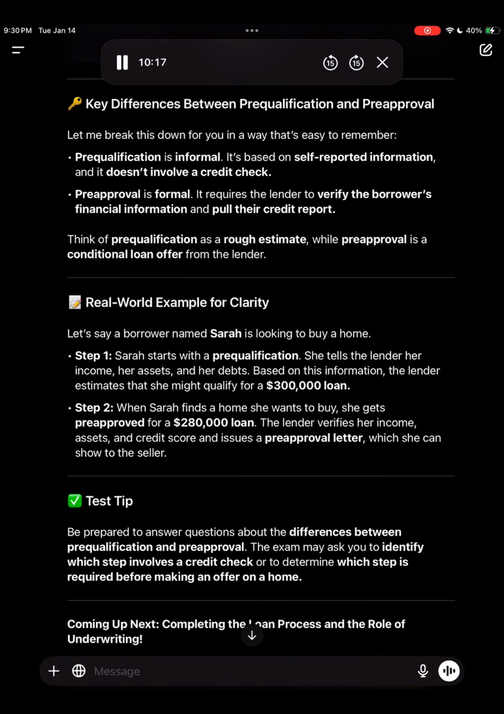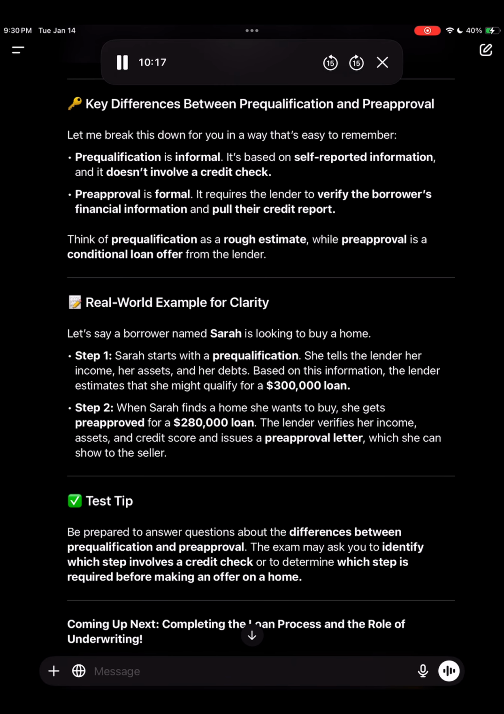Real-world example for clarity. Let's say a borrower named Sarah is looking to buy a home. Step 1. Sarah starts with a pre-qualification. She tells the lender her income, her assets, and her debts. Based on this information, the lender estimates that she might qualify for a $300,000 loan.